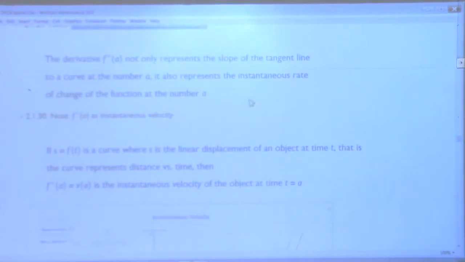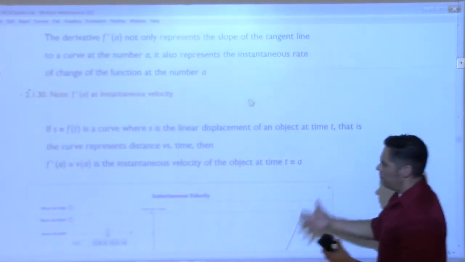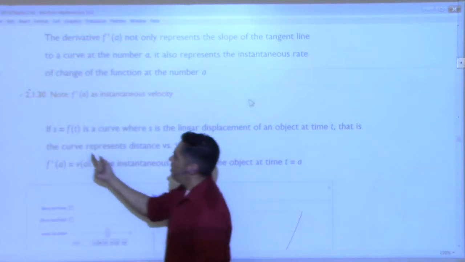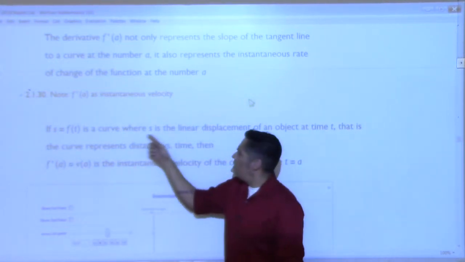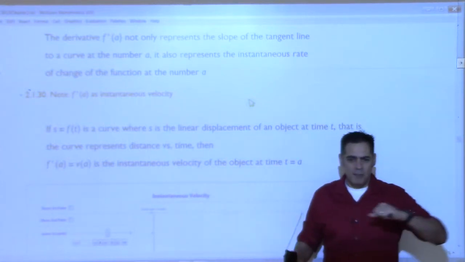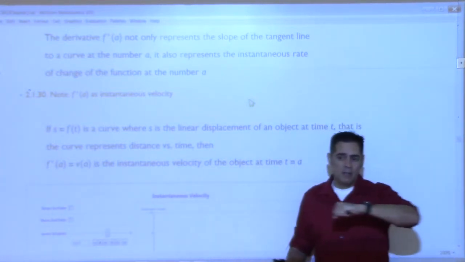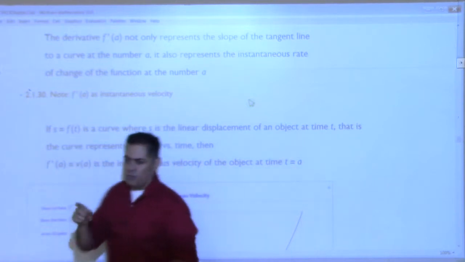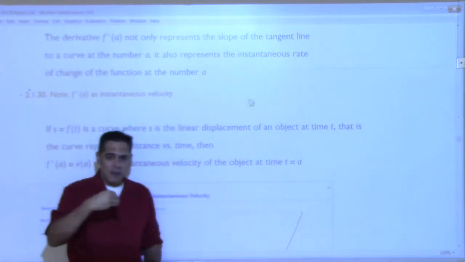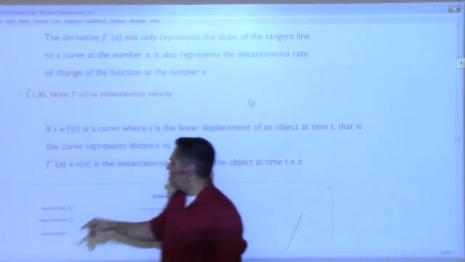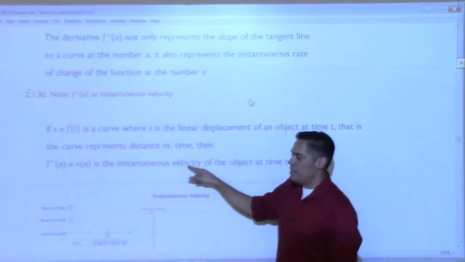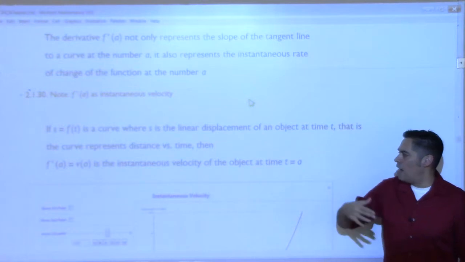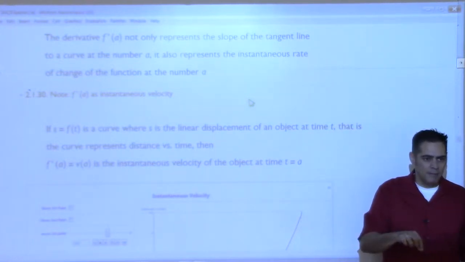Now, this is kind of interesting, but again, this is something we've talked about. If you're looking at some function that is giving you what's called linear displacement, so you have an object moving in a straight line, and you have a function that tells you exactly where that object is at every point in time, then the derivative, f prime of a, is the instantaneous velocity of the object at that point in time.